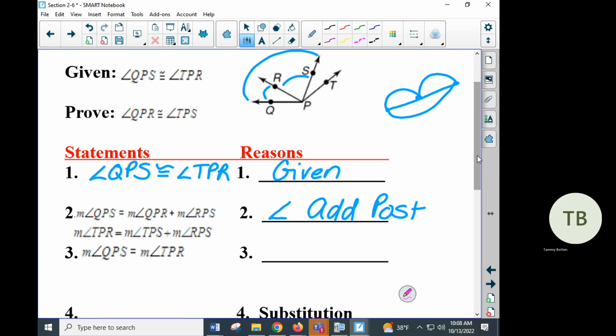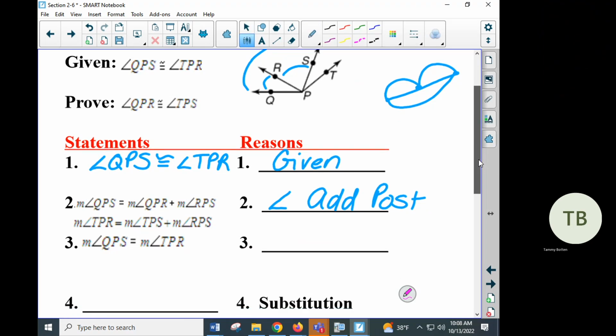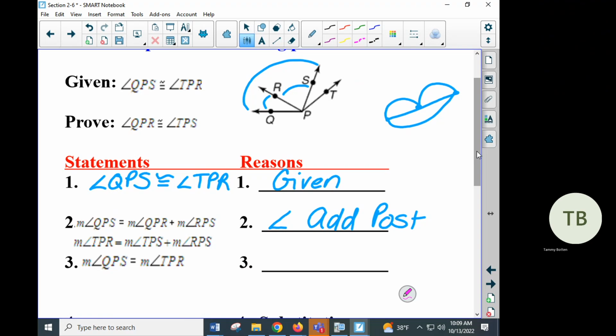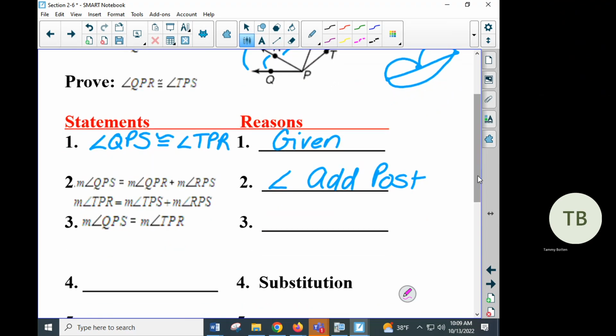Then okay, so then in that same step, they took angle TPR, which is this angle, and they said that is equal to angle TPS, which is here, plus angle RPS, which is here. Okay, so they split that one up into parts. So now what I would do is that both is angle addition postulate. Then I have to figure out how did they get this step?